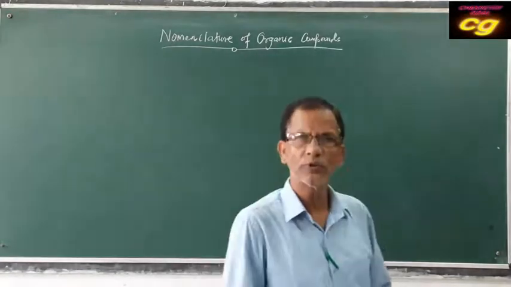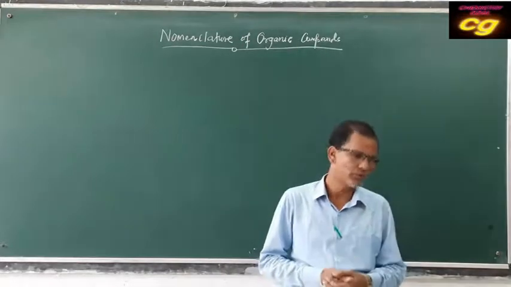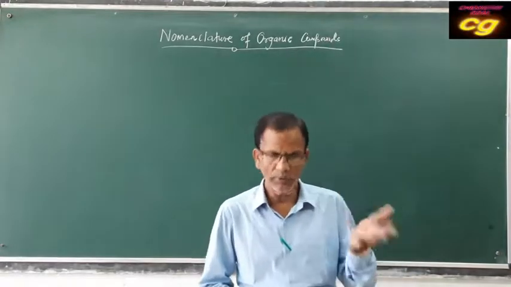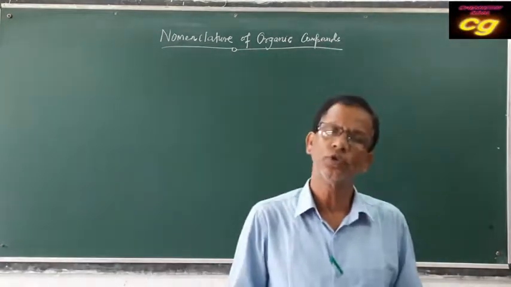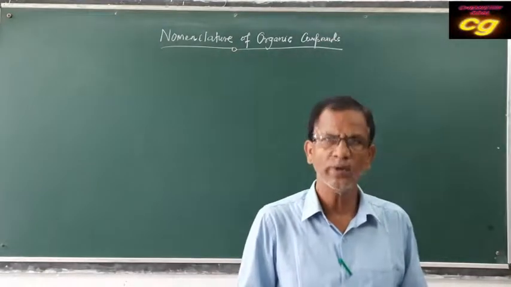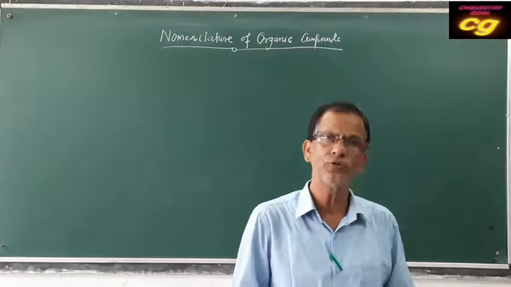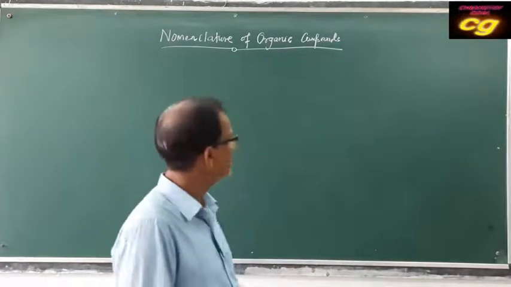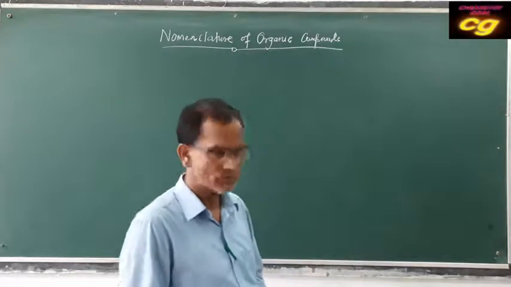Because of the catenation property of carbon, a large number of organic compounds have been synthesized. To remember their names and identify the organic compounds, we have to follow some rules to give the nomenclature. Without following the nomenclature rules, we cannot name the organic compounds, and it will be difficult to remember the names. So let us discuss the rules behind the nomenclature of organic compounds.